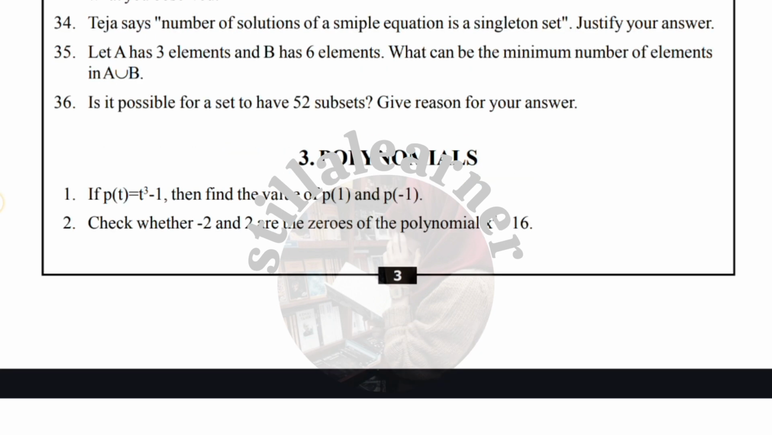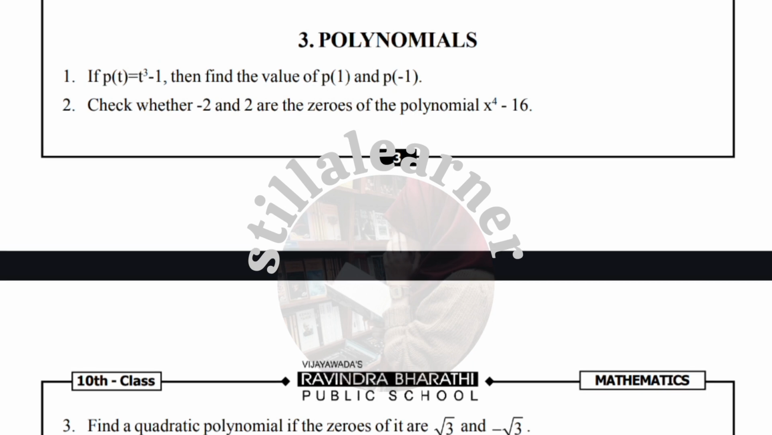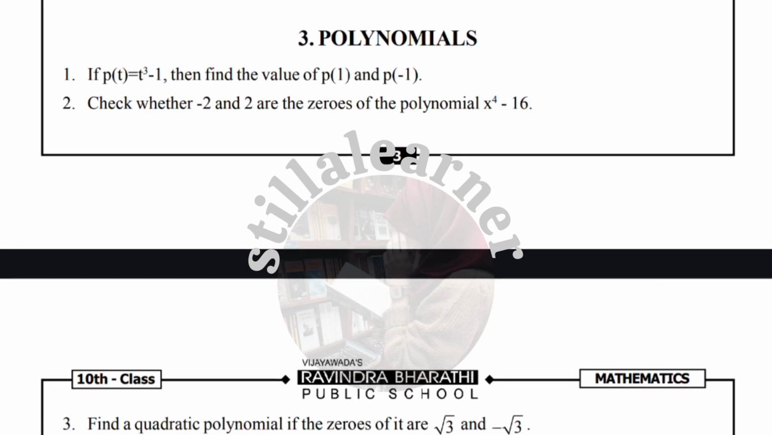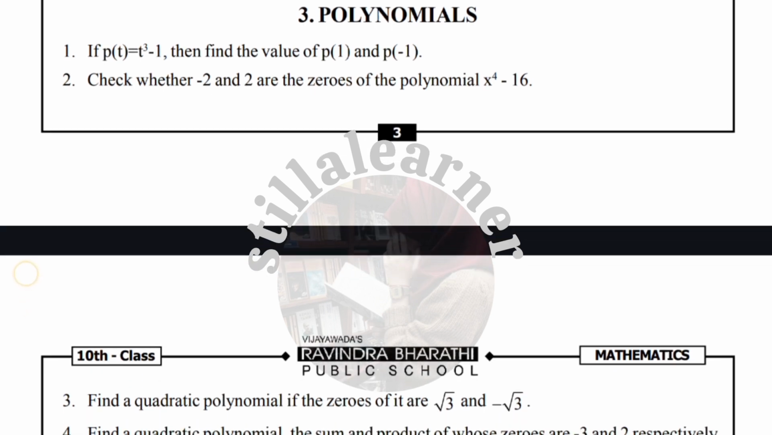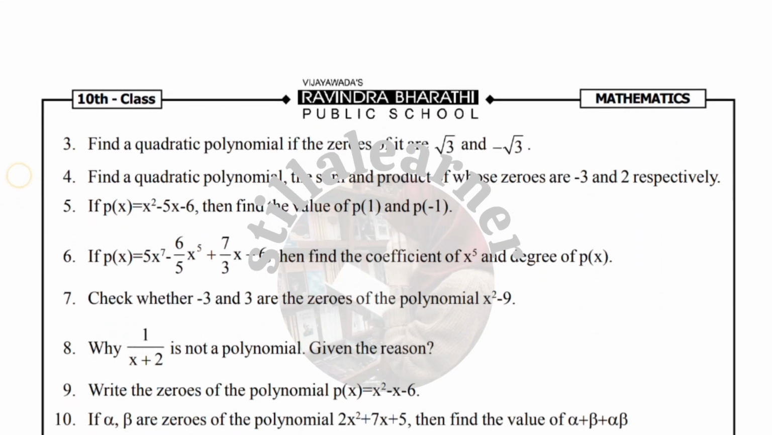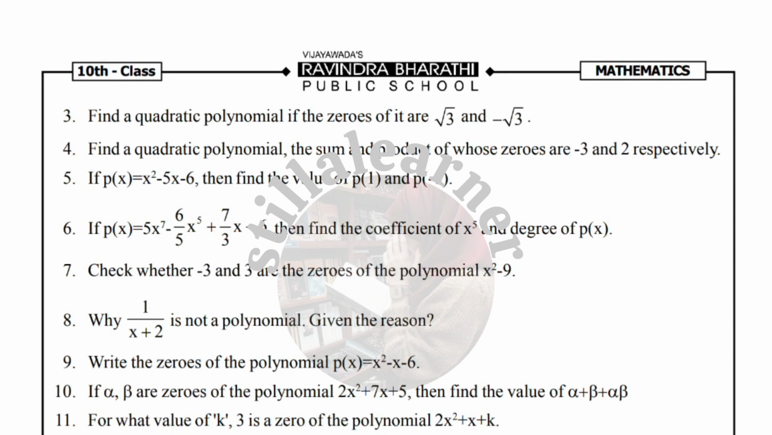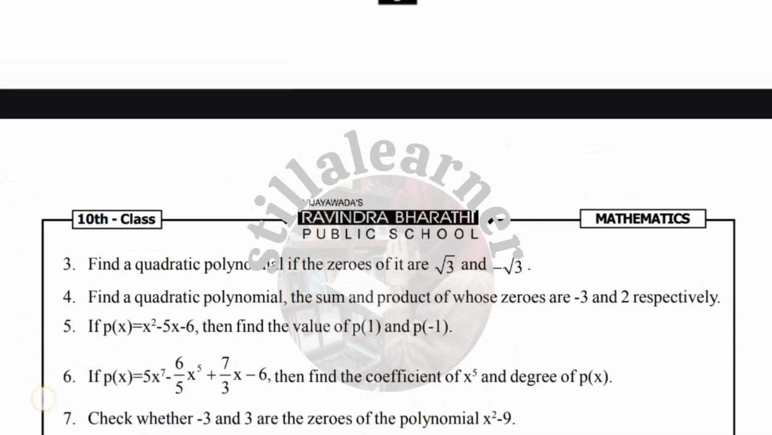Polynomial is also very easy, but if you go through the formulas and you know how to do it, then it's very easy for you, just like a piece of cake. Otherwise, if you get confused, then you have to practice until you can overcome this chapter well.